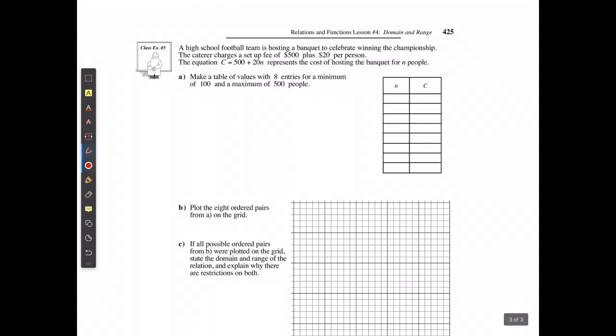Okay, last one. A high school football team is hosting a banquet to celebrate winning the championship. The caterer charges a setup fee of $500 plus an extra $20 per person. If the equation C = 500 + 20n represents the cost of hosting the banquet for n people, then make a table of values with 8 entries with a minimum of 100 and a maximum of 500.